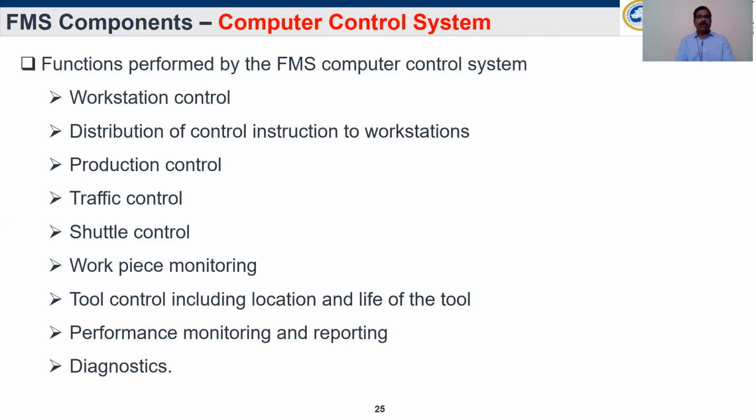And another one is tool control. Tool control in the sense of where the tool exactly is and what the life of the tool is, which is also very, very important. Performance monitoring and reporting. Each machine needs to be analyzed for its performance. Simply, you can't run the CNC machine for a prolonged period, many years or something.